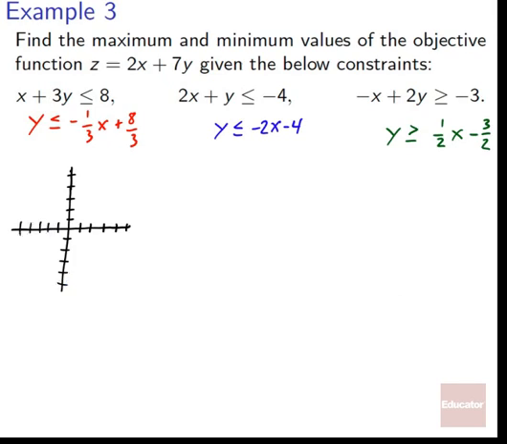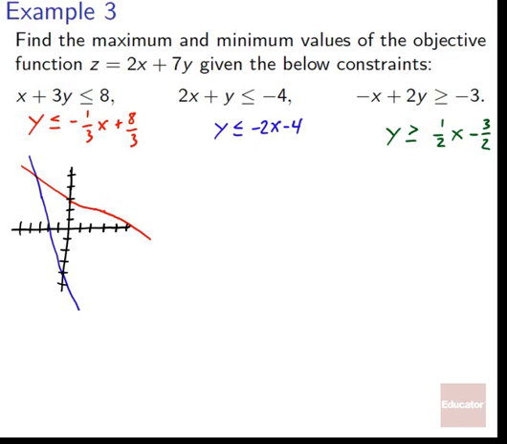Great. Okay, so the red one, positive 8/3, so almost at the 3, and then negative 1/3, it'll slowly slope down to, by the time it gets here, it'll be about here. It is going to be a solid line because it's less than or equal to, so like that. And then y is less than or equal to negative 2x minus 4, so at negative 4. And then for every 1 it goes to the left, it will go up 2. Also solid once again because it was a less than or equal.